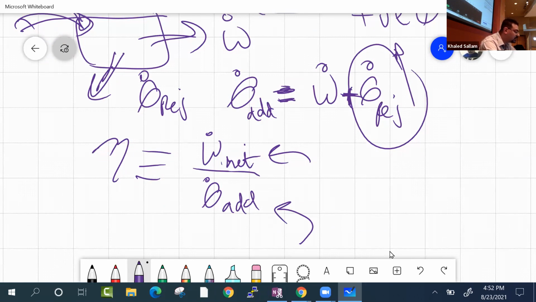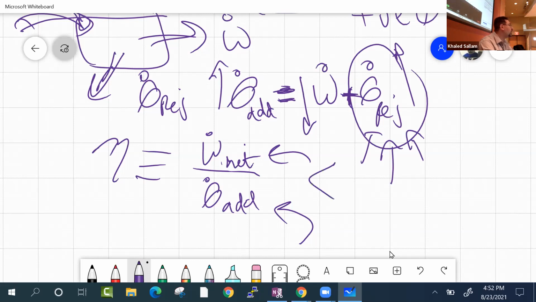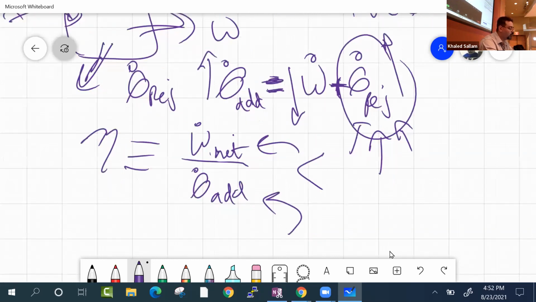Because that is always going to be smaller than this. Why is W dot always smaller than Q added? Because this exists. This has this cut. It's like in a casino. This is the house. The house always needs to win. So someone needs to pay Q rejected. So that's why this eta will always be smaller than 1. As a matter of fact, coming from the second law, it will always be smaller than eta Carnot.